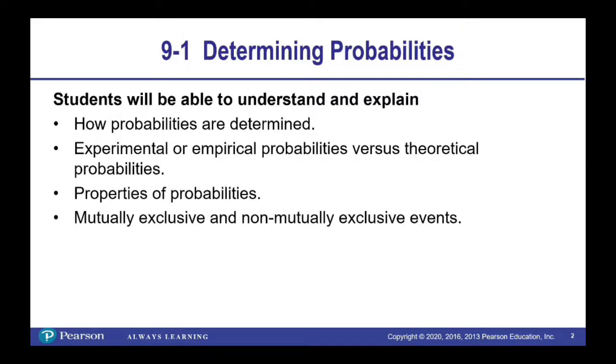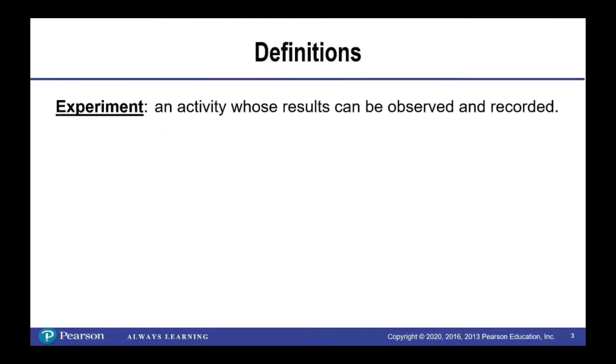In Section 9.1, we'll start looking at what is probability and how do we calculate it. We'll look at both experimental and empirical probabilities. We'll talk about properties of probabilities, and we'll look at what we call mutually exclusive and non-mutually exclusive events.